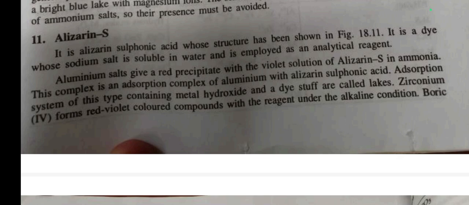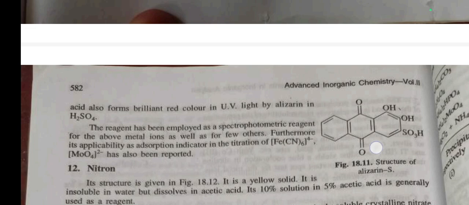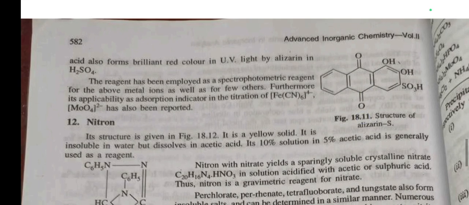Zirconium 4+ forms red violet colored compounds with the reagent under alkaline condition. Boric acid also forms a brilliant red color in UV light with alizarin in H2SO4. The reagent has been employed as a spectrophotometric reagent for the above metal ions as well as for a few others. Furthermore, its applicability as an adsorption indicator in the titration of Fe(CN)6 4- and MoO4 2- has also been reported.